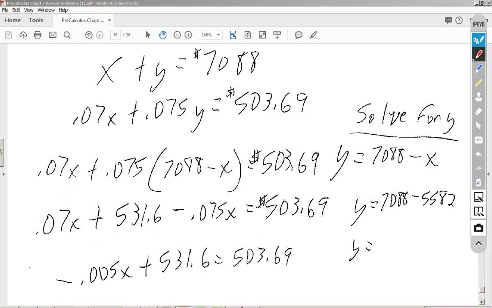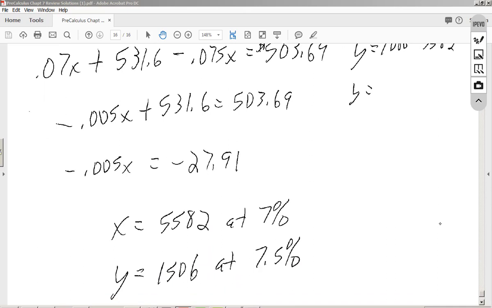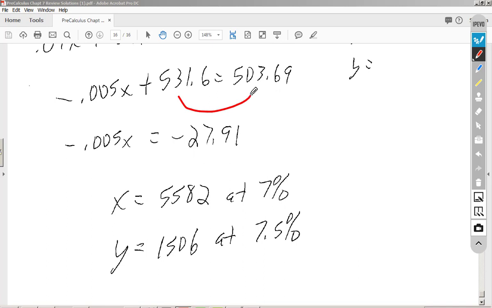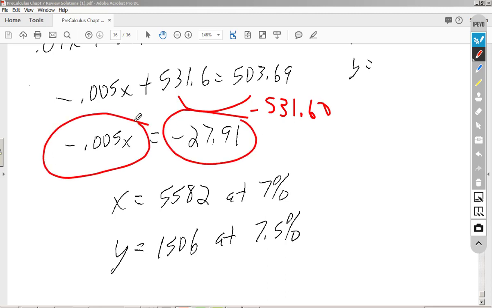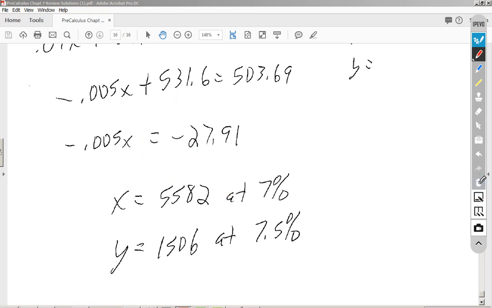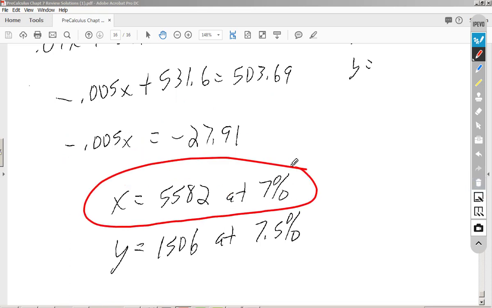So now I'm going to go ahead and subtract the $531.60 from both sides. So I take 503.69 minus 531.60, I end up with negative 27.91. So I have negative 0.005x equals negative 27.91. Divided by negative 0.005, I end up with my answer of 5,582. So notice that is the x value, so that's what it's going to be, 5,582 at 7%.